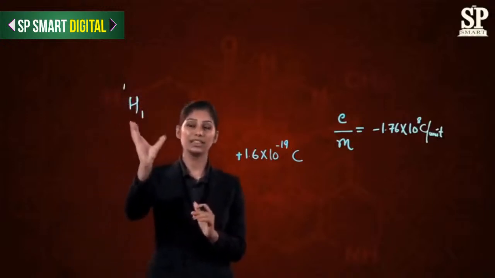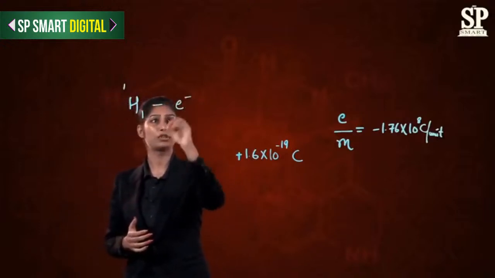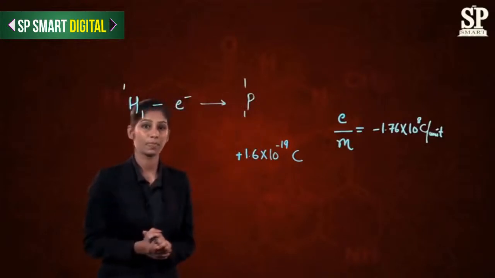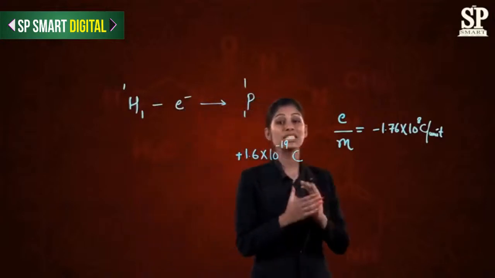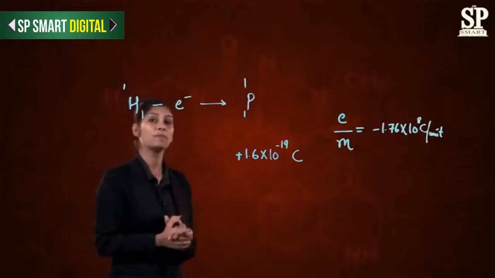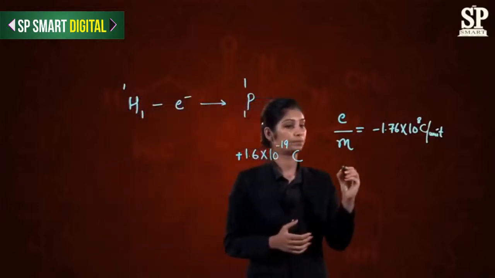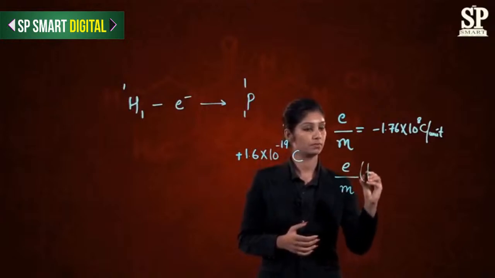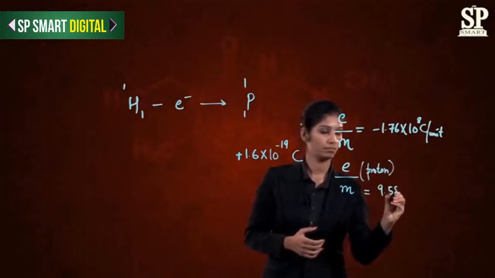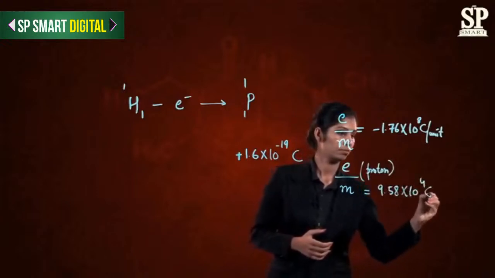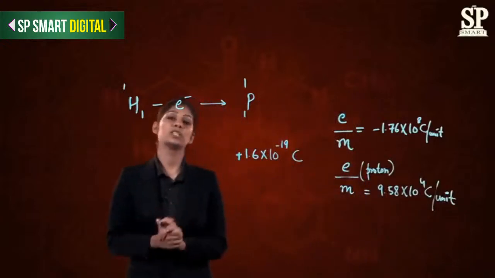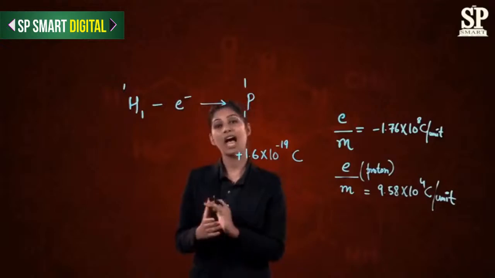Hydrogen is represented in this way. When it loses an electron, it gives rise to a proton. Protons were thousands of times bigger than the electrons in terms of mass. The charge upon mass ratio for the proton was... This was the discovery of protons and anode rays.